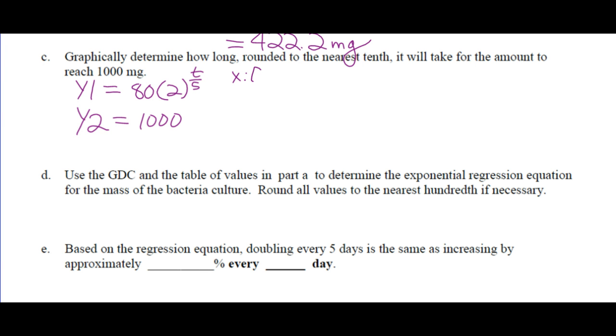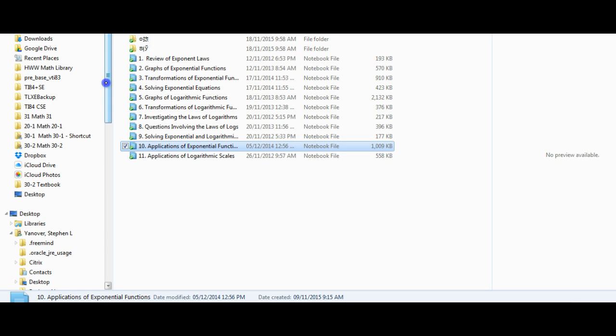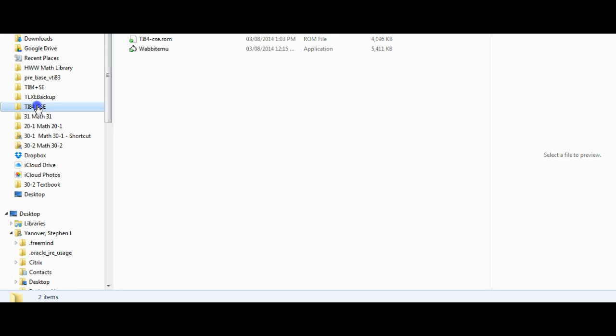So x, let's go 0 to 20 by 1. Y, let's go 0 to, what do we want, 1,000? So maybe 1,200 by 200. You could draw a little sketch of your graph. It doesn't hurt to do that. I got to get a graph first.